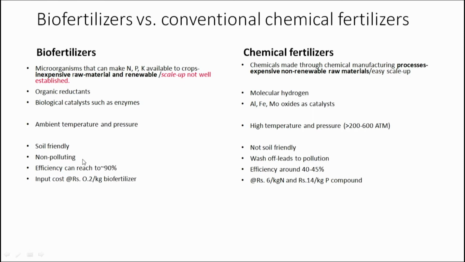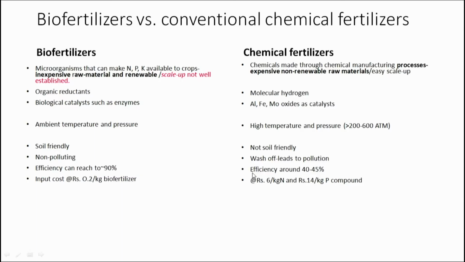On the other hand, the biofertilizers, for example, are non-polluting, because they can remain in the soil. Even if they move into the water bodies, they cannot cause something like an algal bloom. Then in biofertilizer, the efficiency of fixing nitrogen and hydrogen can reach up to approximately 90%. Okay. So, these are going to be very, very efficient kind of systems. On the other hand, if we look at a chemical fertilizer or in a plant, the efficiency is only around 40 to 45%.